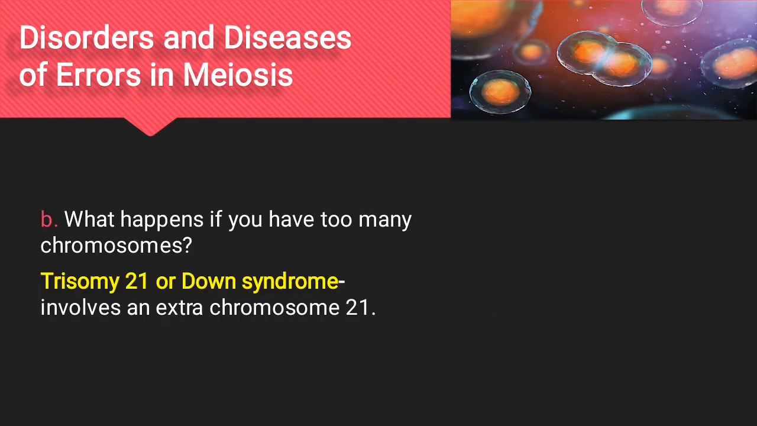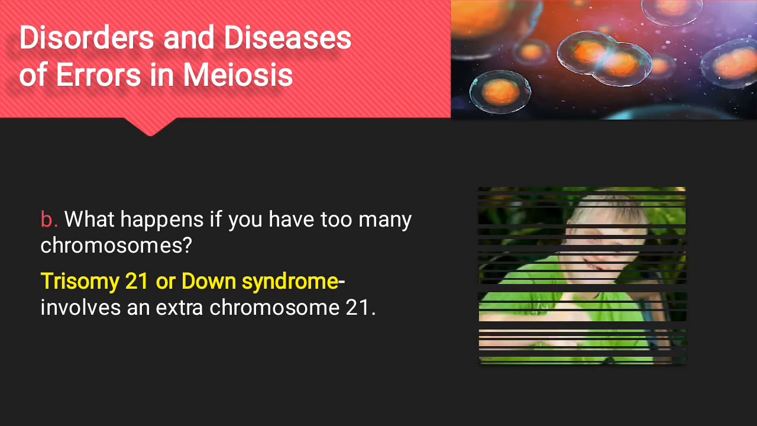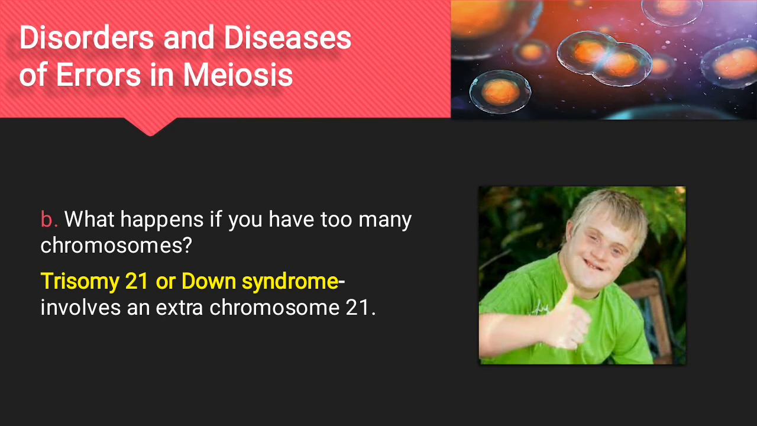What happens if you have too many chromosomes? If one of the original cells had an extra chromosome, the person will have trisomy, and this is one type of aneuploidy. People with trisomies have 3 copies of a particular chromosome instead of 2. And when we say trisomy, there's trisomy 21, which is a very common aneuploidy that involves an extra chromosome 21, and it's also known as Down syndrome.